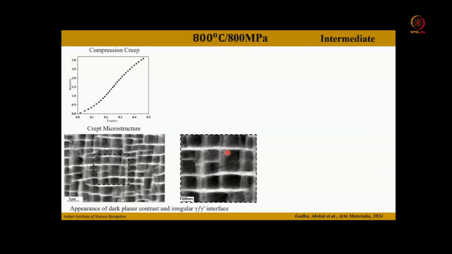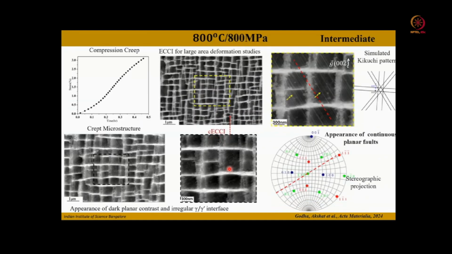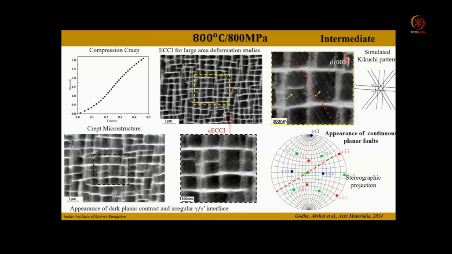But you see that we don't see any contrast related to the faults. Actually, we should see it. So what we did is we went to Bragg's condition in a two beam condition, and at that particular condition, 002 bar, by using electron channeling contrast, we can see the appearance of bright lines exactly at the same location, which are an indication of shearing of these gamma prime precipitates. And with the stereographic projection, we identified that these correspond to the 1 bar plane, along which the shearing of gamma prime has taken place.